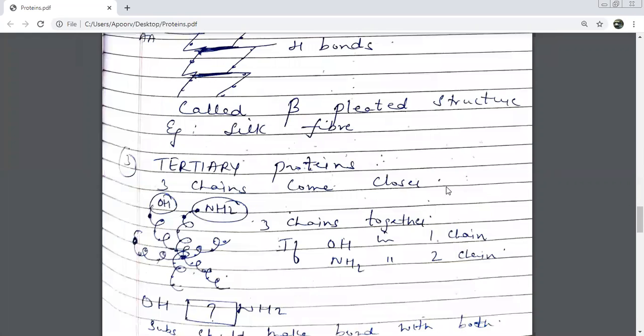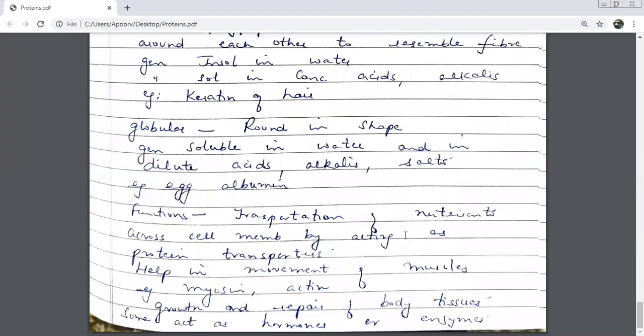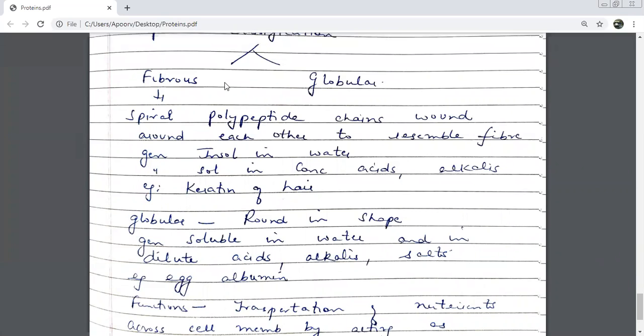So when we go to shapes, how many categories of proteins do we have based on shape? Two, fibrous and globular. I'll tell you about the fibrous one. They are spiral polypeptide chains wound around each other to resemble fibers. They look like fibers after they wind around each other. Generally, they are insoluble in water, but they're soluble in concentrated acids and alkalis.